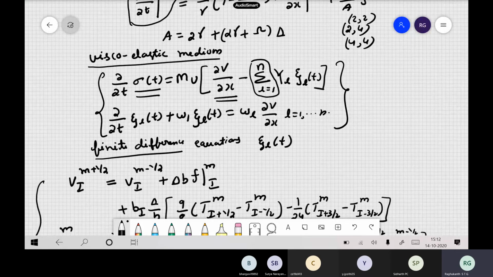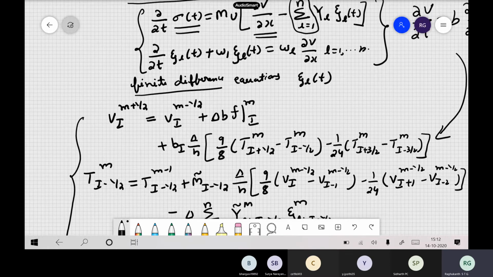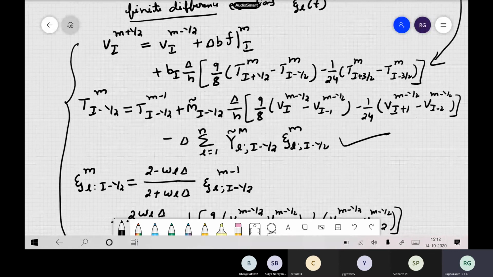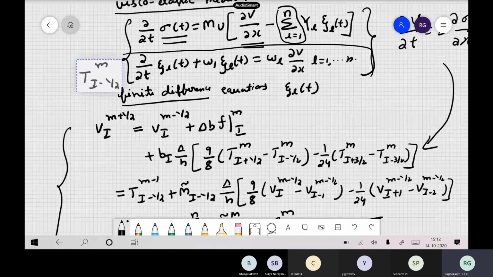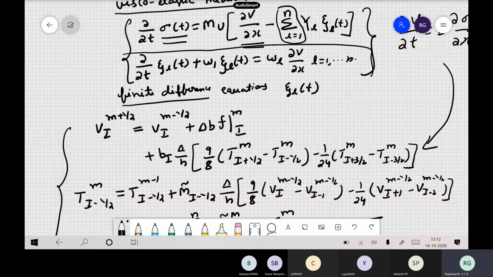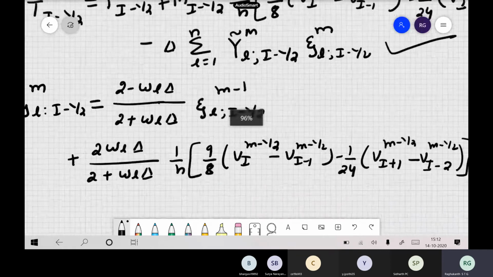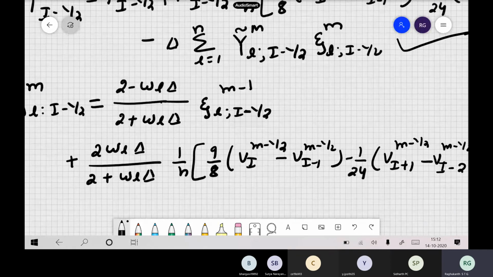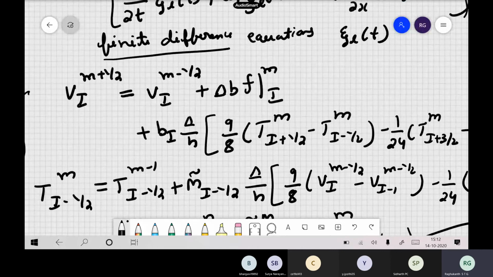Another one was the velocity equation itself. So you remember, dou v by dou t is b into dou sigma by dou x. So this is given by this expression. Then dou by dou t of sigma, this is given by this expression, and then this equation for the coefficient psi L. So this is the final finite difference format. All 3 equations you have to solve. Now what is the accuracy, the order, of this scheme? In the time domain, what derivatives have we written here?